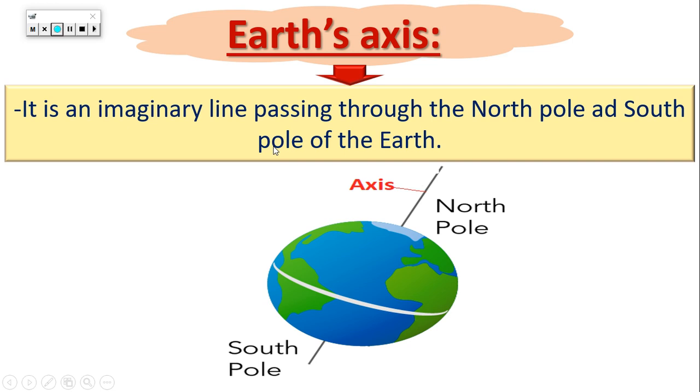At first, to understand why day and night happen, we must know the meaning of the axis. Axis is an imaginary line. What is the meaning of imaginary? Not a real line. Okay? It's invisible. We cannot see it. It does not exist. But it's an imaginary line passing through the North Pole and South Pole of the Earth. That's the North Pole and that's the South Pole and that's the imaginary line. That's called the axis that passes through the North and South Pole of the Earth. So, Earth's axis is an imaginary line passing through the North and the South Pole of the Earth.